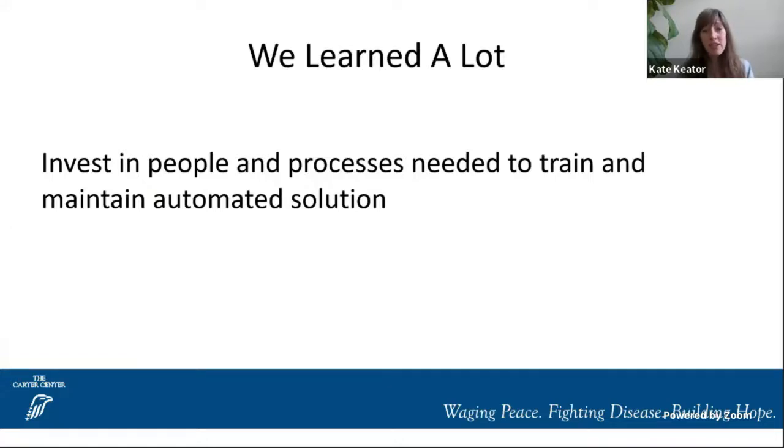Lastly, we learned that you need to invest in the people and processes needed to train and maintain an automated solution, which sounds obvious, but it's something that we continue to learn. It was great that Microsoft made it a goal to hand over the maintenance of the model to us and make sure that we have ownership, but that meant that we had to make sure that we maintain the time and investment to train and learn this data.